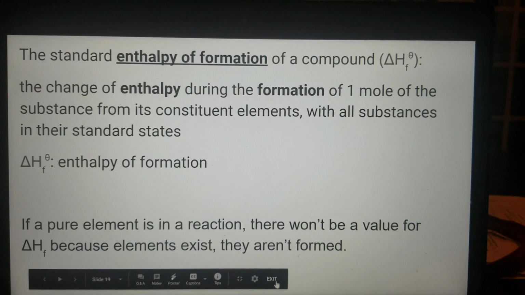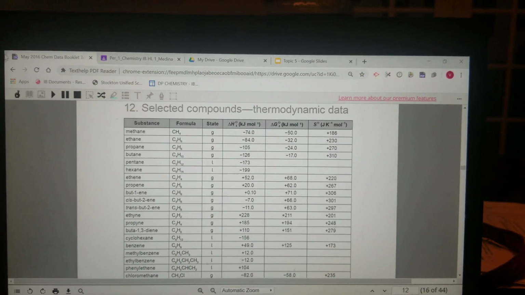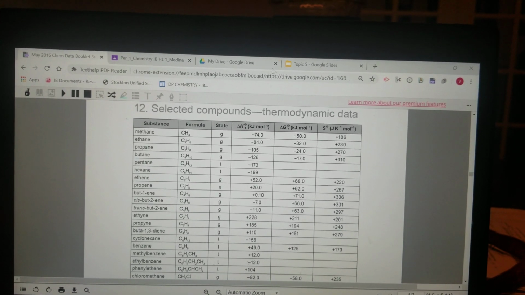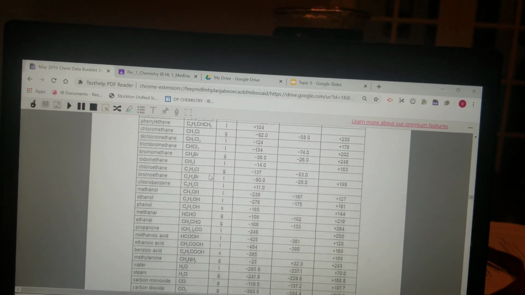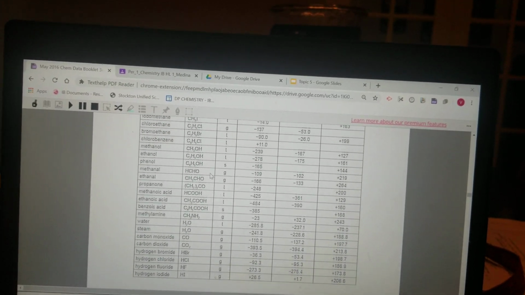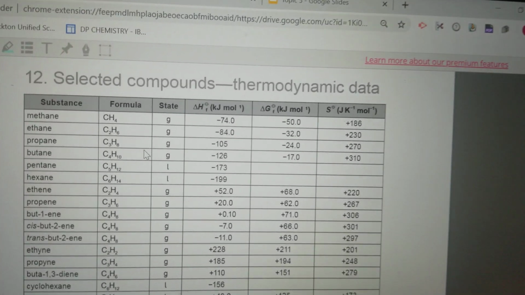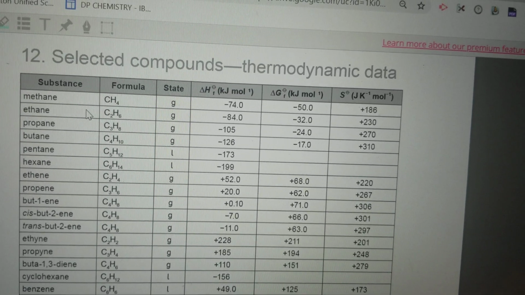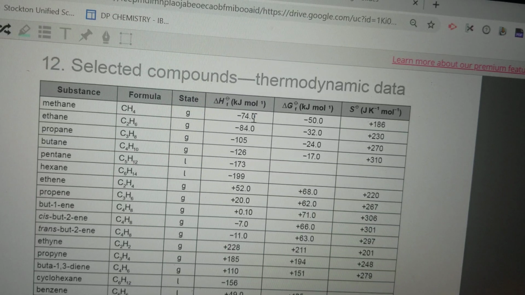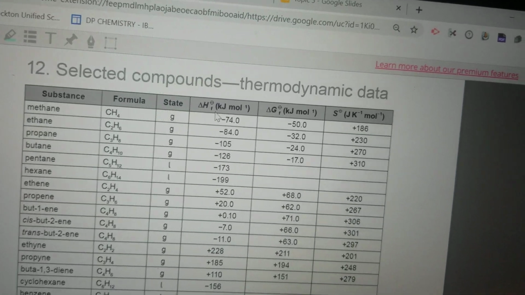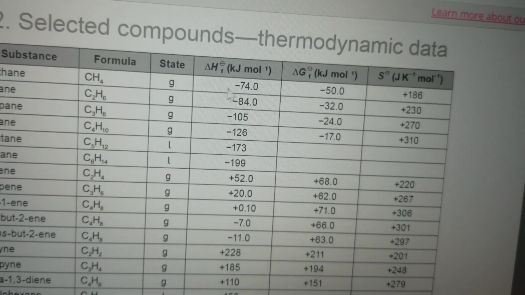So if I go here to our data booklet, it's on page 12. It says selected compounds, thermodynamic data. None of these are going to be elements, pure elements. They're all compounds because only compounds are formed. That makes sense? So I'm just going to go ahead and do the same example, the one for methane. Here's methane. Notice this column here is delta H of formation. You see the little F there. So I'm going to use this value, negative 74.